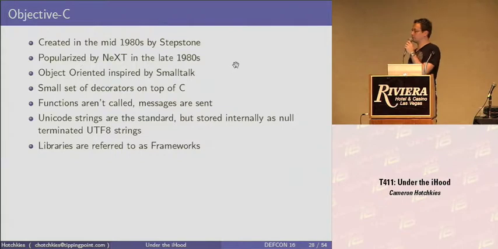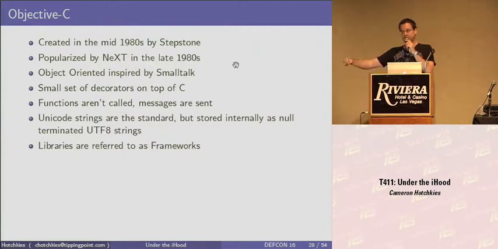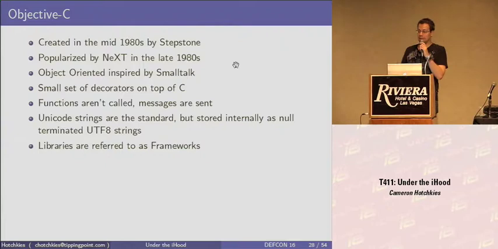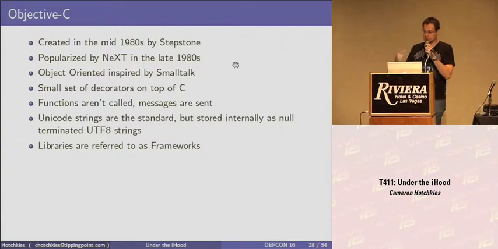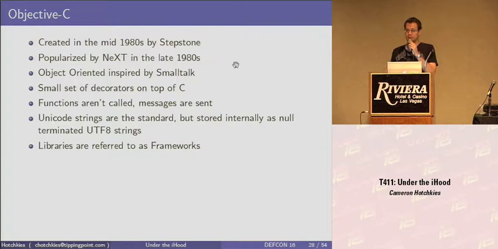But the functions aren't called. It's a message sending architecture. So when you see all these strings that I was showing you earlier that are just scattered around the binary, instead of having a direct cross reference to those functions, it's going to pass in that string, and the underlying system will go through and figure out which function you're actually trying to call and translate it.